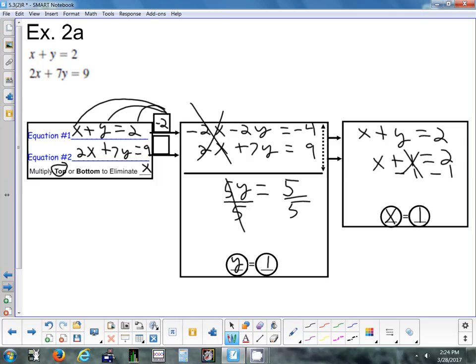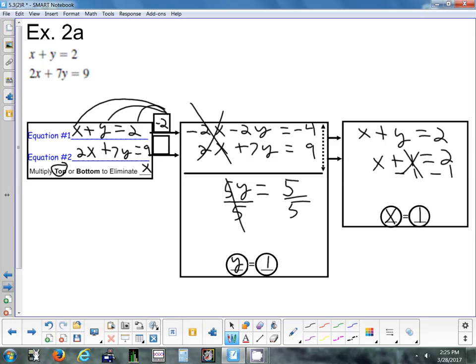Okay, so what case was that one again? Case 3. So you had to multiply by something that wasn't a negative 1. That's the first time we've done that. We had to multiply by a negative 2. Did anybody see something else you could have multiplied the top equation by? Let's say you didn't want to get rid of the x's. You wanted to get rid of the y's. You could have multiplied the top equation by negative 7.